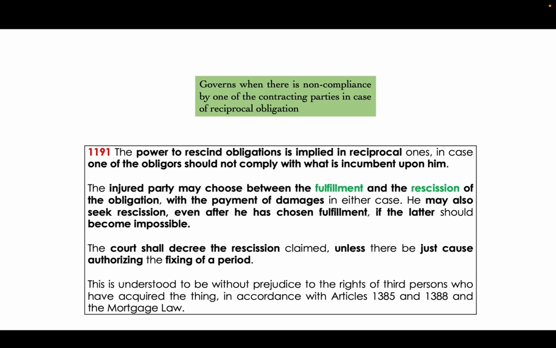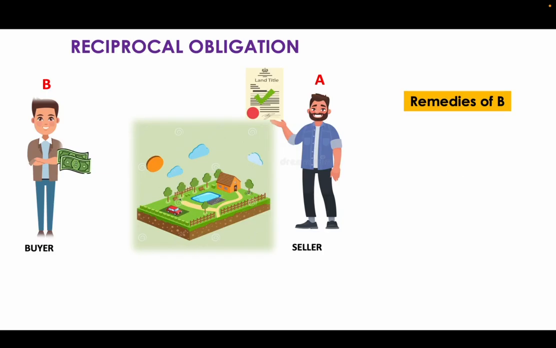Article 1191 governs only when there is non-compliance by one of the contracting parties in case of reciprocal obligations. Meaning, si Article 1191 pwede rin mo ni-enforce in reciprocal obligations. Let us take a look at this example. Ganiha atong example, di ba? Si A and B, si A na ayuta, gusto pa nito ni B. Therefore, atong seller si A, atong buyer si B.